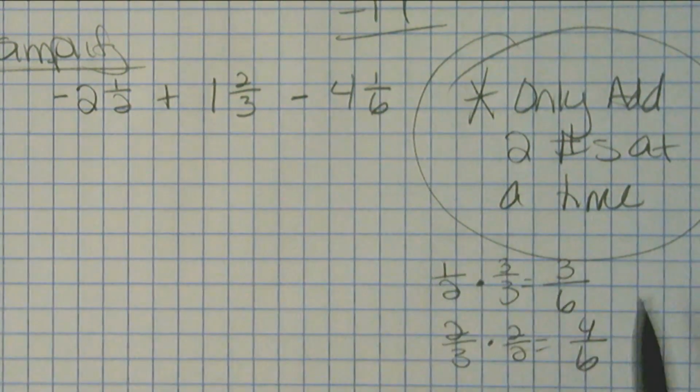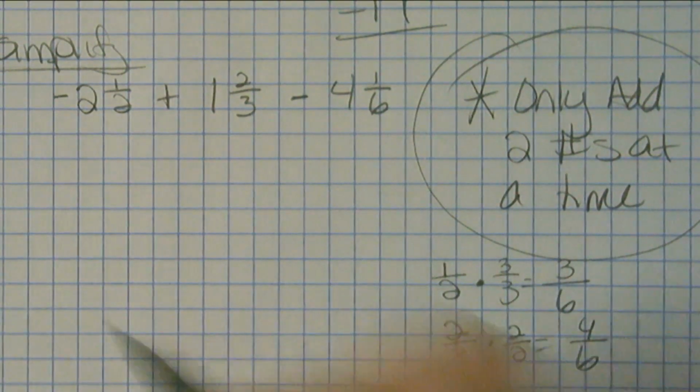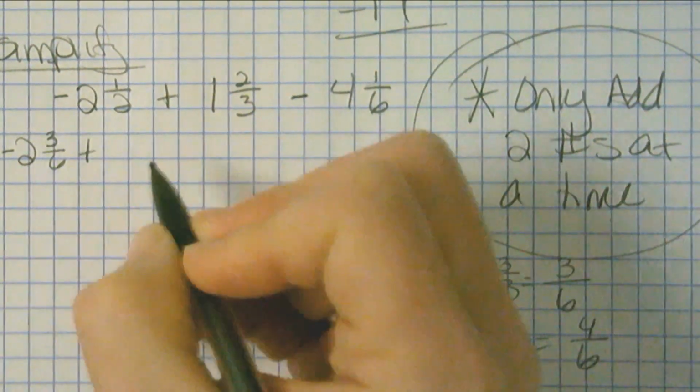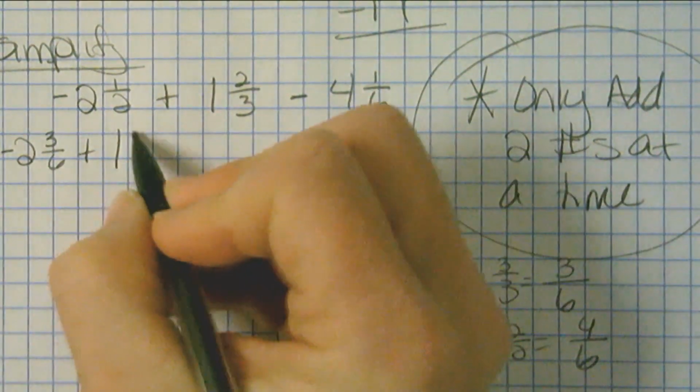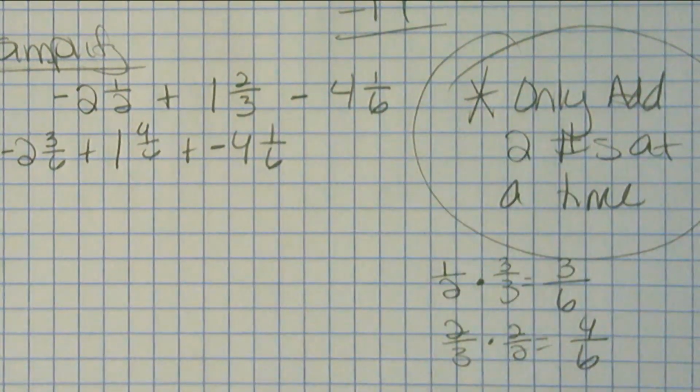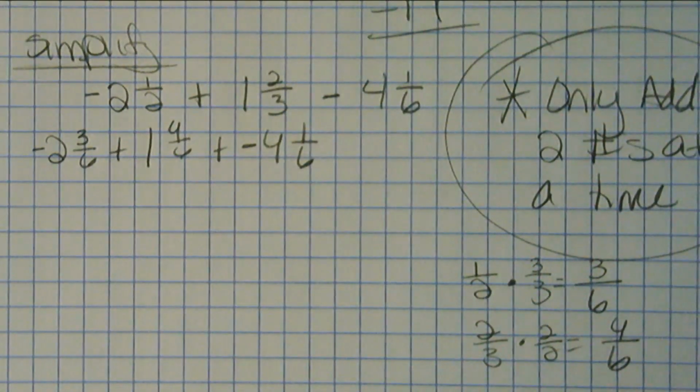So Cameron, I'm going to go ahead and rewrite the original. So I have negative 2 and 3/6 plus 1 and 4/6 plus a negative 4 and 1/6. Are you cool with that? Awesome. Now you guys, it's addition, so you can add them in any order you want. How many of you thought to add the negative numbers together first? Okay, that would have been super smart, right? Because then you're only doing the subtraction once.